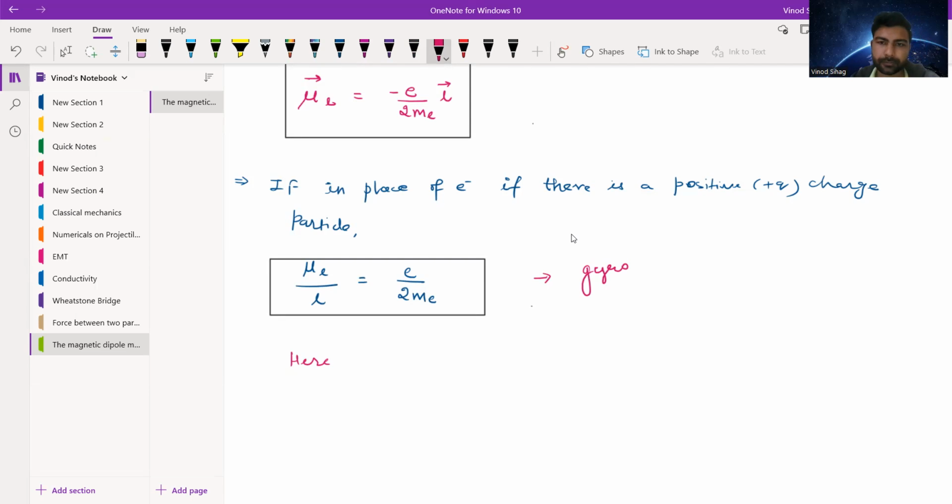Gyromagnetic ratio. Sometimes they will not write the ratio of magnetic moment and angular momentum. They will write gyromagnetic ratio. So it will be the same thing, gyromagnetic ratio.